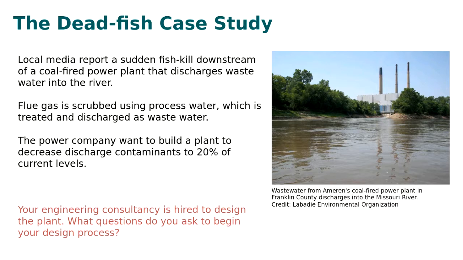And then this water is stripped of CO2 and returned to the river. Of course, it's going to be a few degrees hotter, and it's going to have a slightly higher concentration of CO2 and potentially some particulates. But most of this should be removed by the stripper. The power company wants to decrease all of the contaminants in that wastewater stream down to 20% of the current value. And you, as an engineering consultancy, have been asked to design the plant that's going to achieve this 80% reduction in contaminants in the wastewater stream. So where do you begin?